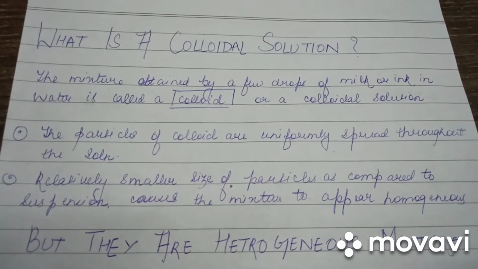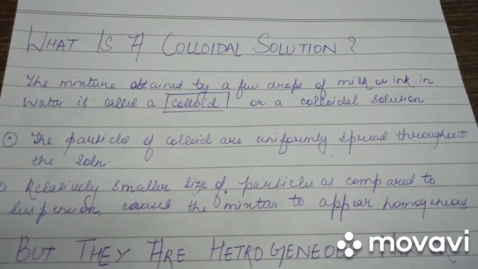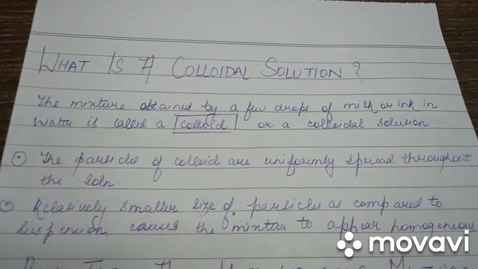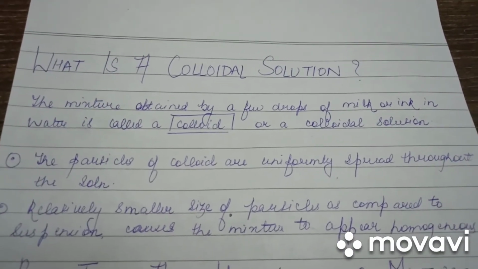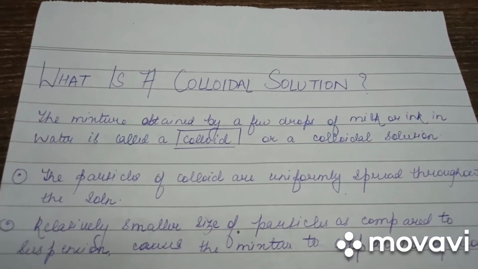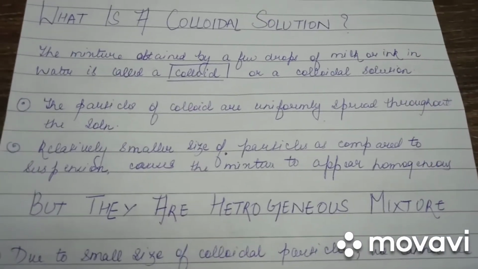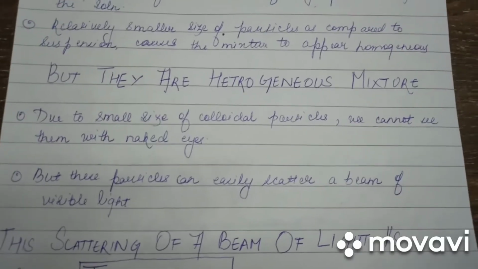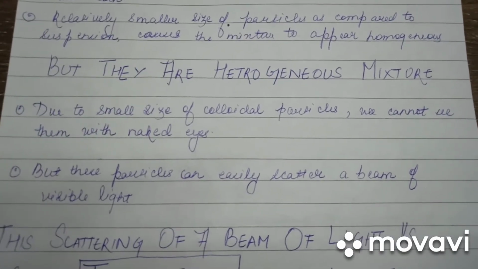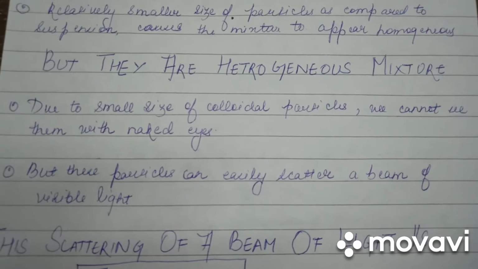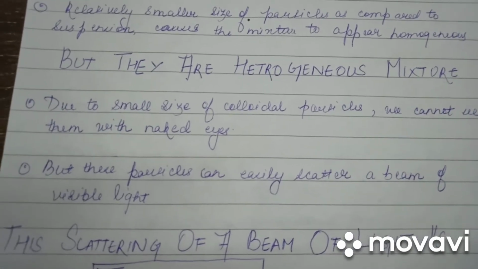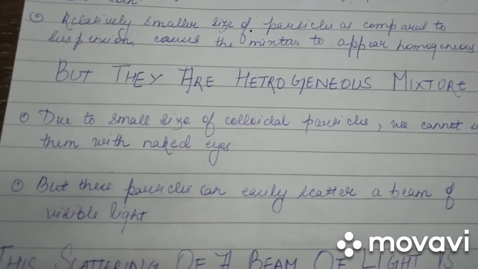Due to the relatively smaller size of particles as compared to suspension, the mixture appears homogeneous. As the size of particles is small as compared to that in suspension, our mixture appears homogeneous, but it is actually heterogeneous in nature. Due to the small size of colloidal particles, we cannot see them with naked eyes, as opposed to particles in suspensions which are clearly visible through naked eyes. But these particles can easily scatter a beam of visible light.